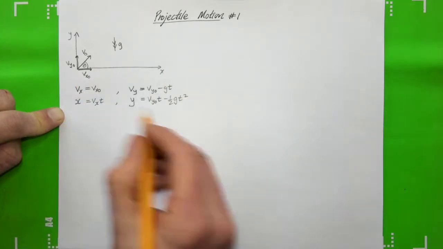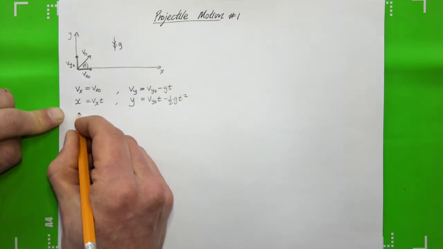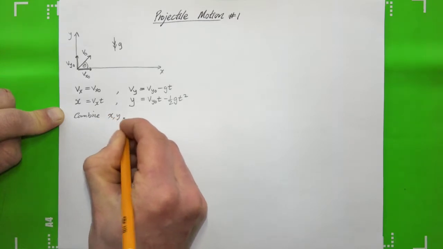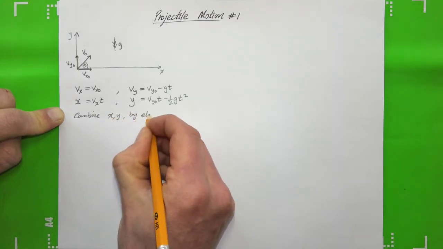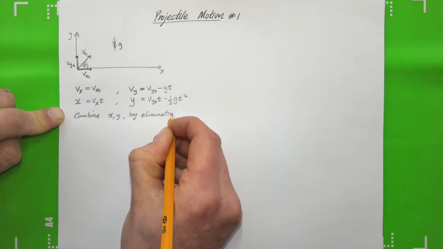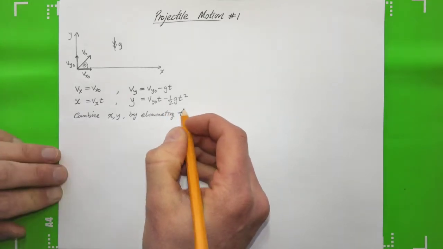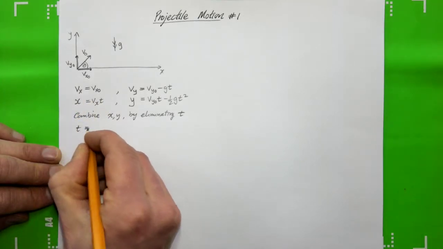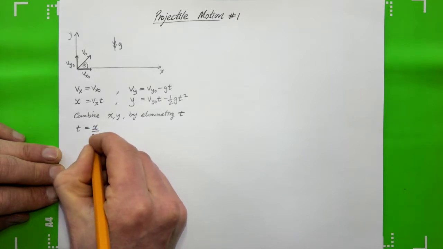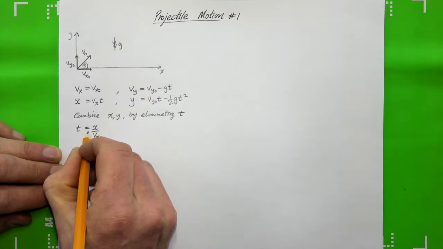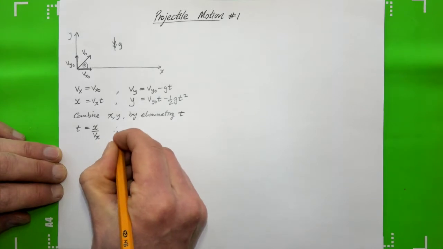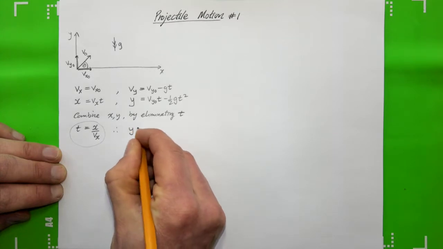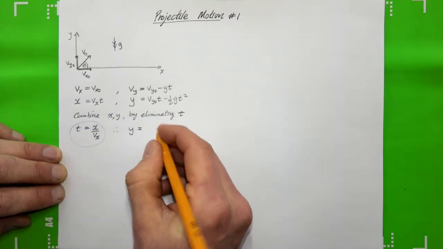But maybe you want to plot the trajectory in terms of xy, so we can do that. We can combine x and y by eliminating t. Now how can we do that? Well, let's take this equation here and rearrange it to be t equals x over Vx, the x component of the velocity. Therefore, we can substitute this equation for t into our equation for the y position and end up with an expression for the coordinates of the trajectory throughout its flight.